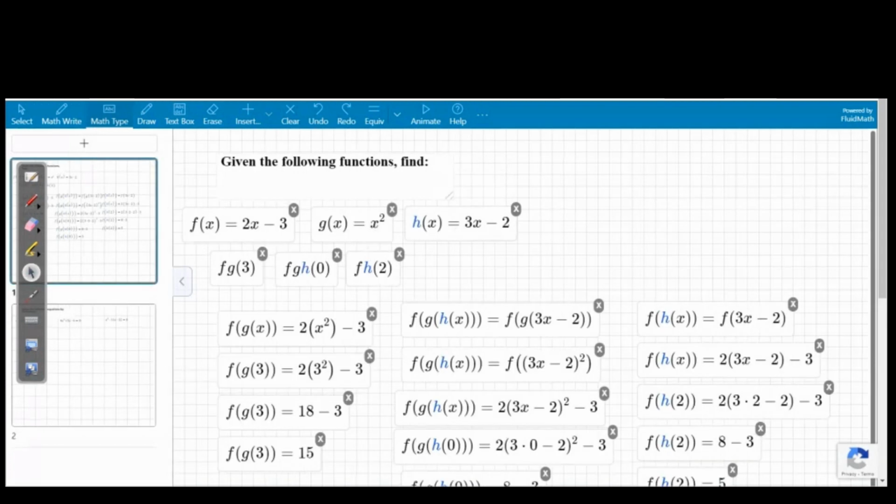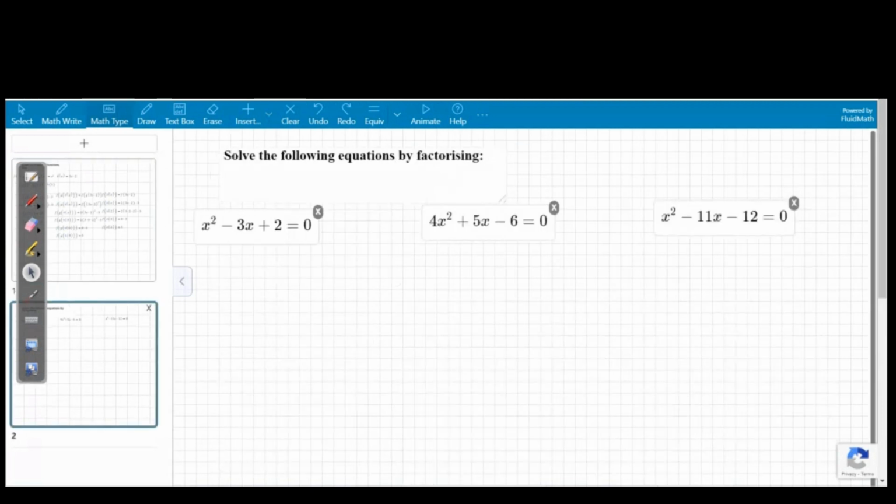We are finished with these functions, and now we are working on quadratic equations. So I'm going to start off with the very first question. But before I do that, what I want to touch on is that these are quadratic equations because the highest power of x is 2, and the degree of 2 makes it a quadratic equation.